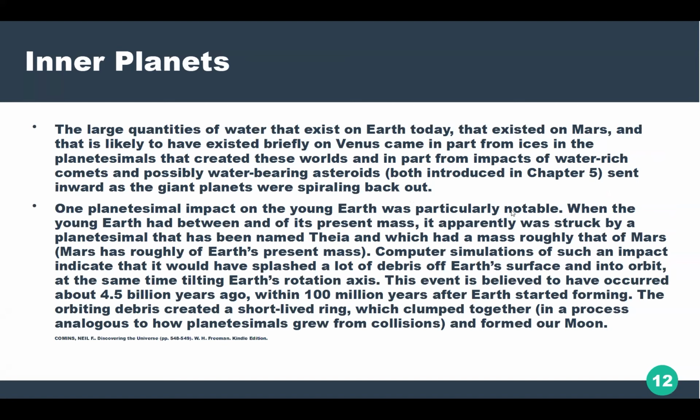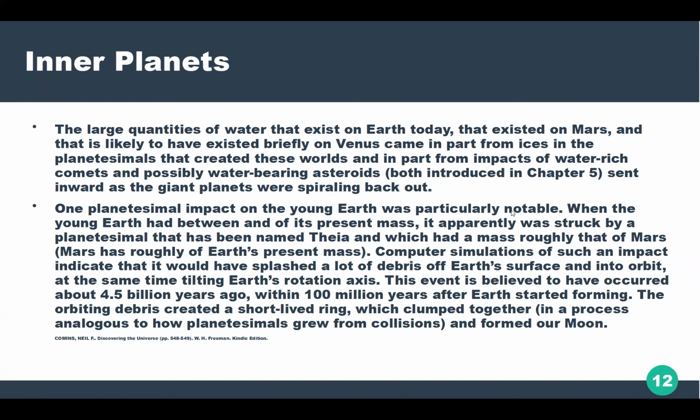One planetesimal impact on young Earth was particularly notable. It apparently was struck by a planetesimal that has been named Theia, which has a mass of roughly that of Mars. Computer simulations of such an impact indicate that it would have splashed a lot of debris off Earth's surface and into orbit, at the same time tilting Earth's rotation axis. This event is believed to have occurred about 4.5 billion years ago, within 100 million years after Earth started forming.